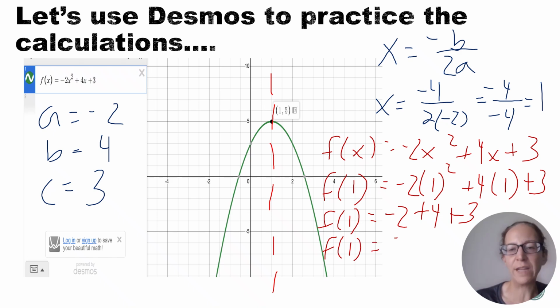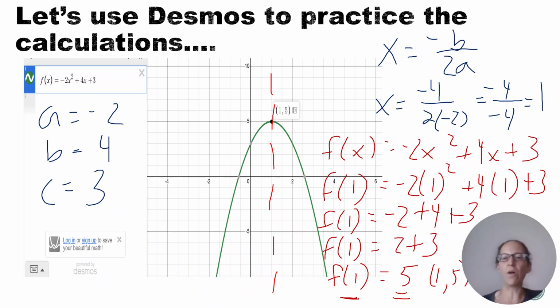-2 plus 4 is 2, and 2 plus 3 is 5. And there's your x and there's your y, okay? It tells you the mapping, that 1 maps to 5, and that is the vertex. So that's how you find the calculations by hand.